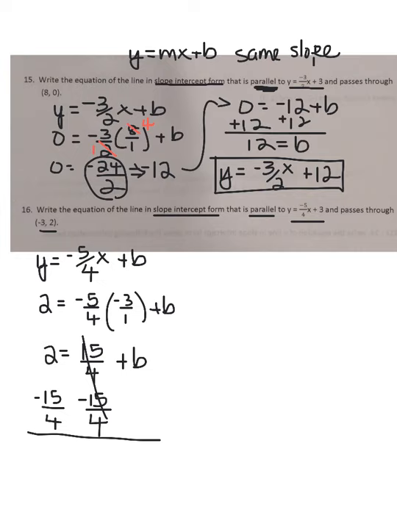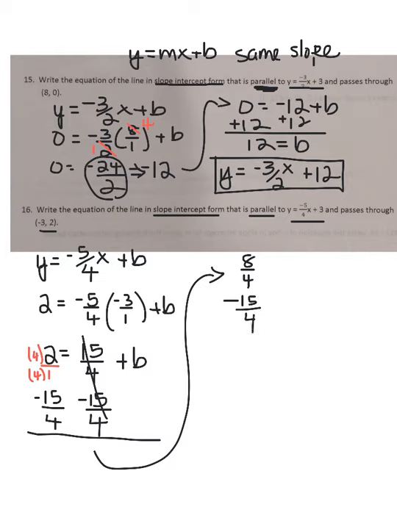So then what I really want to do is change that 2. So this is really 2 over 1. So I need to multiply it by 4, which means I need to multiply the numerator by 4 also. And this just gives us that common denominator. Okay, so I am going to carry that over here because I can't fit it. So what I really have then is 8 over 4 minus 15 over 4. And then I have the equal sign here, and then I really have the b over here.